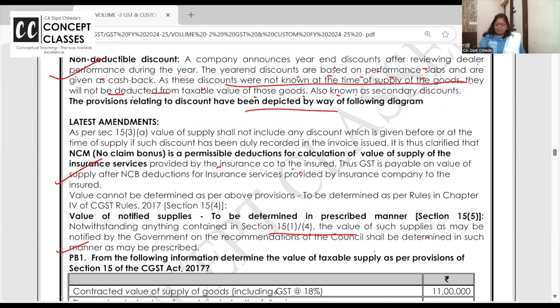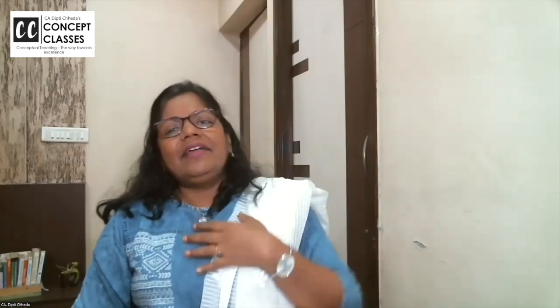No claim bonus is a permissible deduction for calculation of the value of supply of the insurance service provided by the company to the insured. Now, what do you mean by this? I'll simplify it. Ekdam simple. I have taken a policy of my business stock. I paid 10,000 premium. I didn't claim anything. Next time again I am paying 9,000 premium. Claim nahi kiya. Then again 8,000 premium. Nothing I have claimed. In the fourth year, 7,000 premium.